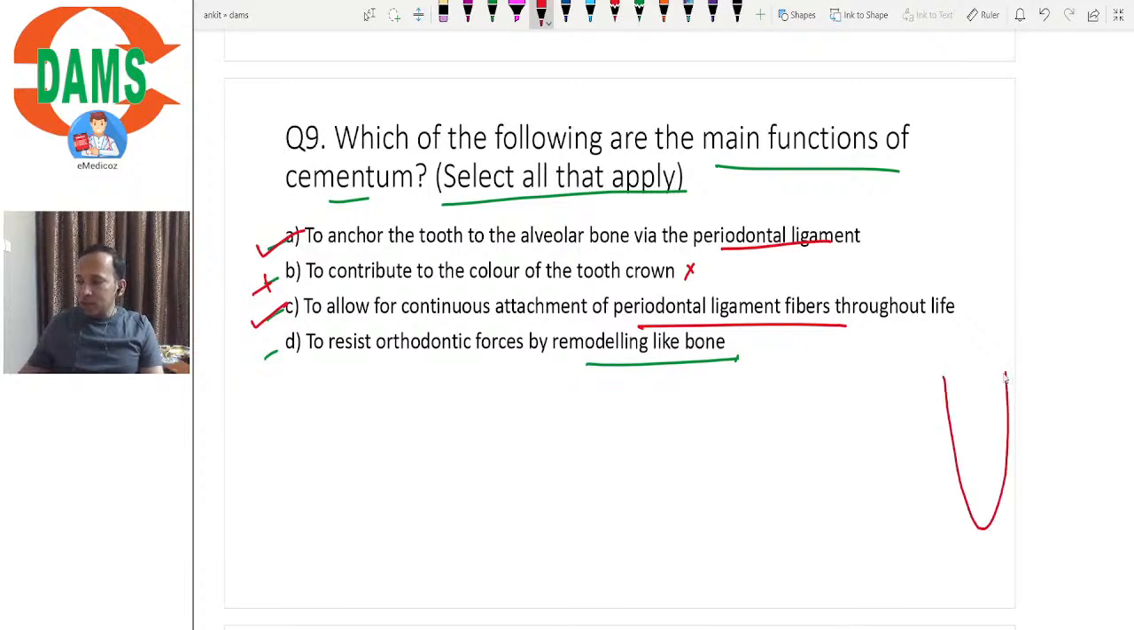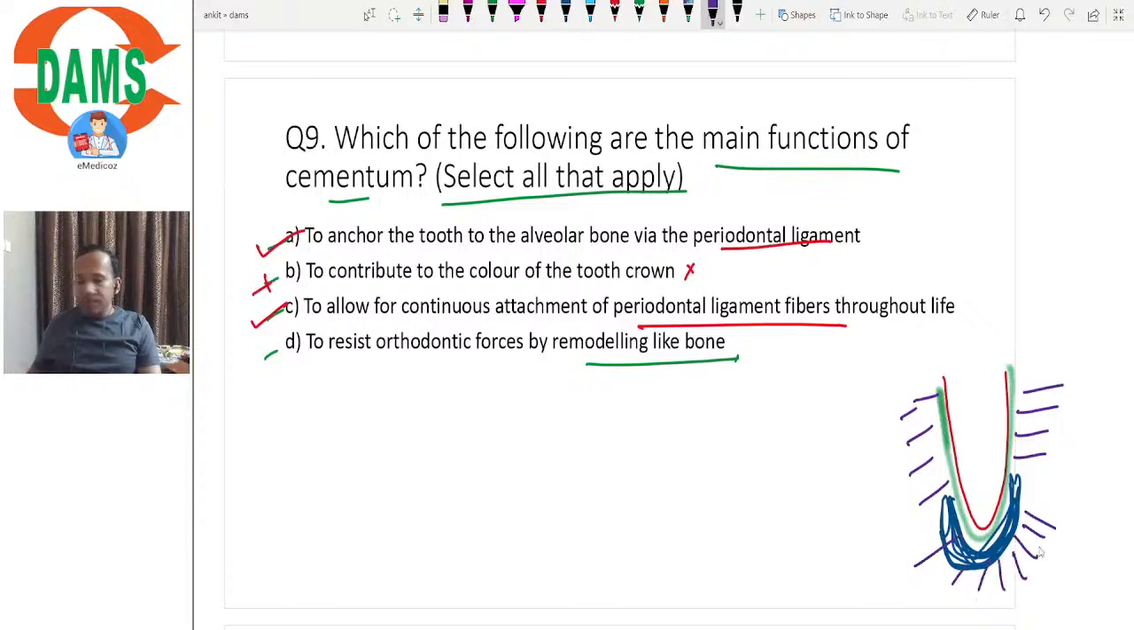Initially, on the root there is acellular cementum, and with this acellular cementum there is attachment of the PDL. But once there is an eruption of the tooth and loss of the attachment, let's say in the apical region because of the supra-eruption of the tooth, then what will happen? Then an extra layer of cementum will be deposited, isn't it? Cellular mixed fiber cementum will be deposited, and again you will have the PDL attachment, isn't it?